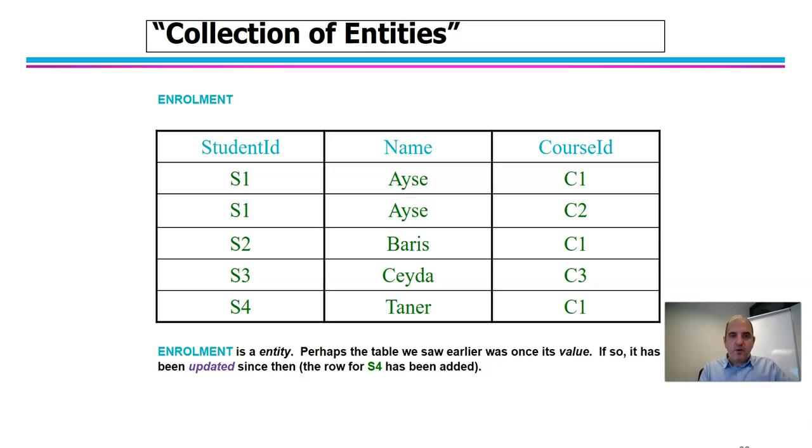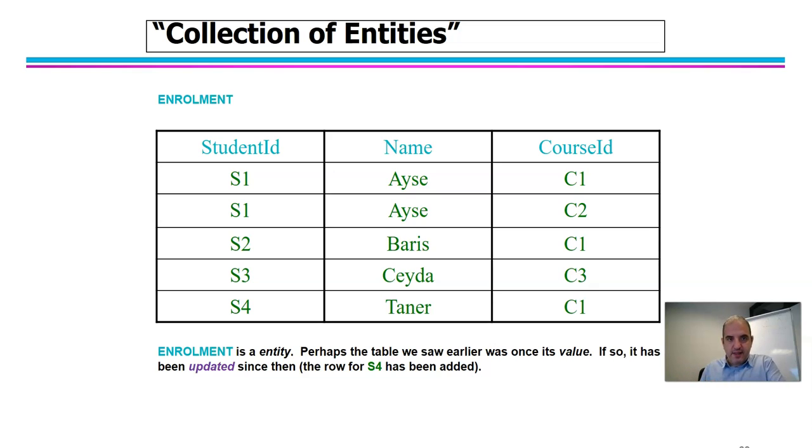And here, we said collection of entities. Enrollment is a student's action of taking the course, just a part of the relation. So in this table, we can see realities about enrollment. S2 Barış is enrolled in C1. This is another part of reality. S3 Ceyda is enrolled in course 3. It's another reality. But as a whole, enrollment is not the reality by itself. It's only a part of it.